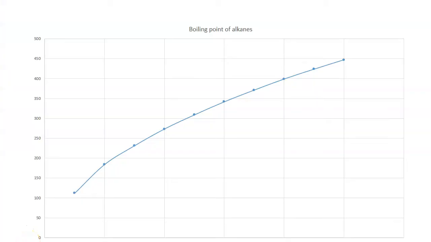So here I've plotted the number of carbons versus the boiling points. And as you can see, there's a gradual increase in the boiling point of the alkanes as I increase the number of carbon atoms in my chain. So this is telling me that as I add carbons to my chain, as my molecule gets longer, the boiling point gets higher. In other words, the intermolecular forces between the molecules are going to get stronger the more carbon atoms I have in my chain.